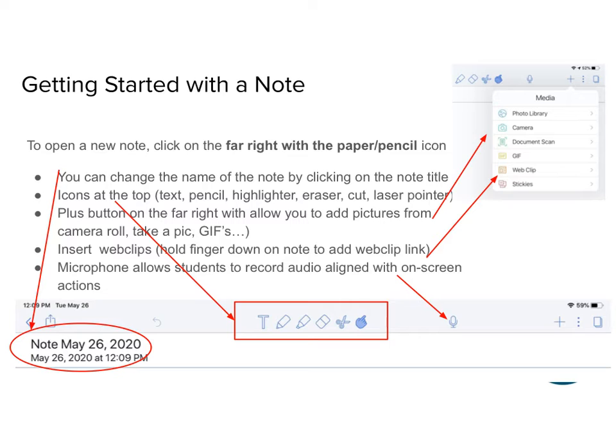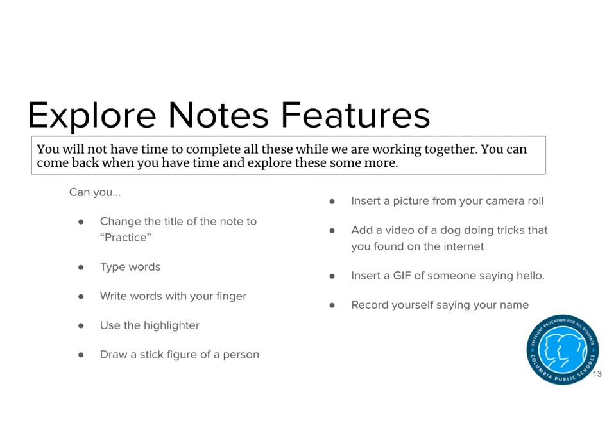If you push at the right-hand spot, the add button will allow you to add pictures from your camera roll. You can take a pic, you can do those kinds of things that way. If you get down to the bottom, you can insert a web clip by holding your finger down on the web clip link. And the microphone will allow you to record audio aligned with your on-screen actions.